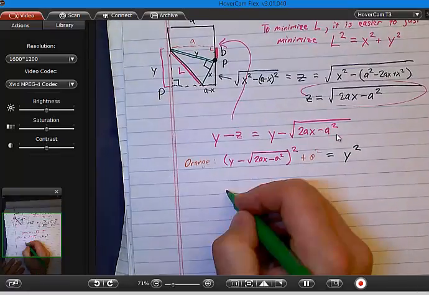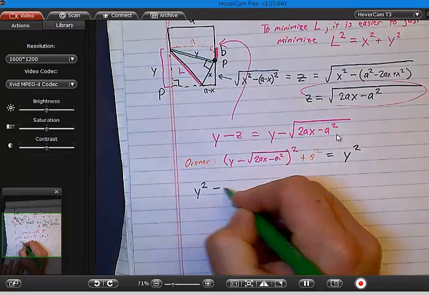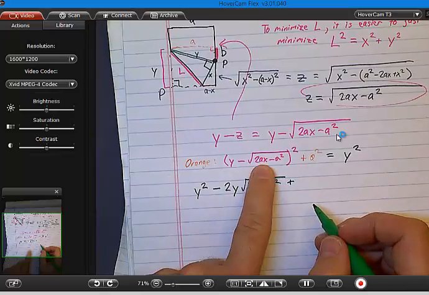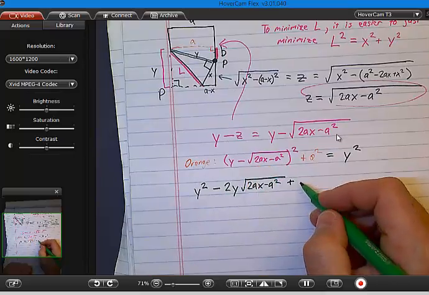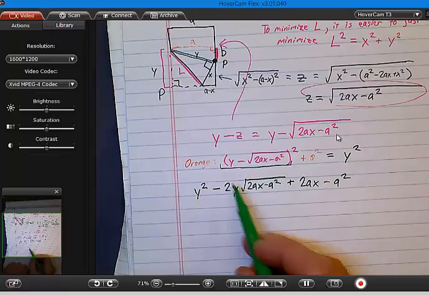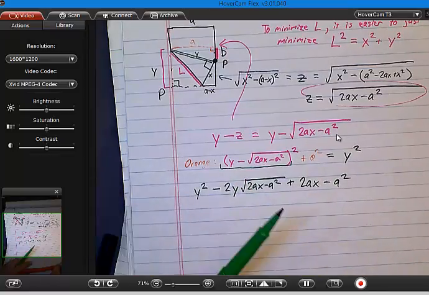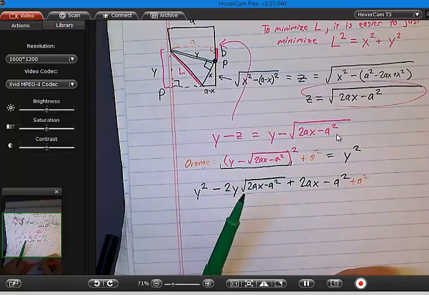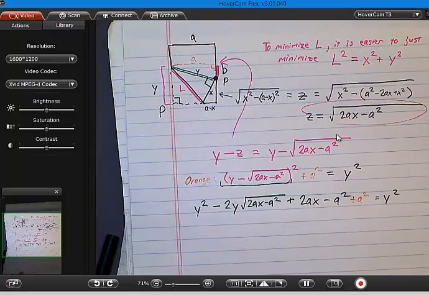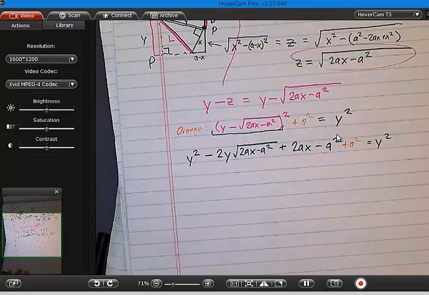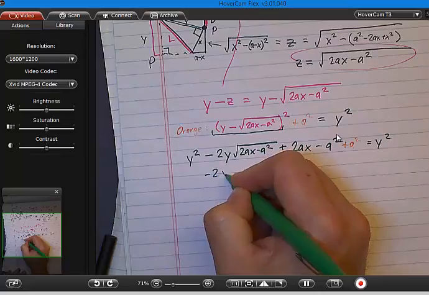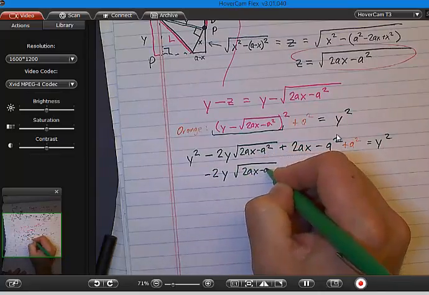All right. So when I simplify here, let's see. This becomes Y squared minus 2Y times the square root, plus, when I square this thing, the square root goes away. So it would be 2AX minus A squared. So all that is right here. I just squared this mess. Plus A squared is equal to Y squared. Lots of nice stuff drops out. Do you see it? The Y squareds drop out and the A squareds drop out. And so I'm left with negative 2Y square root of 2AX minus A squared.